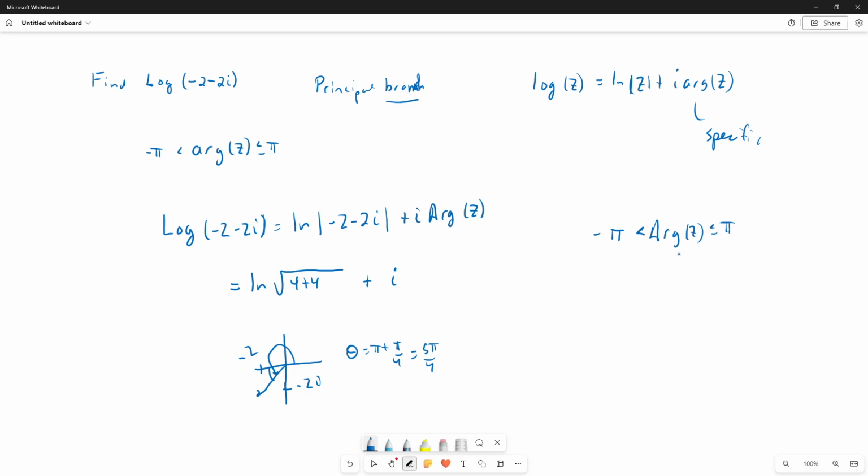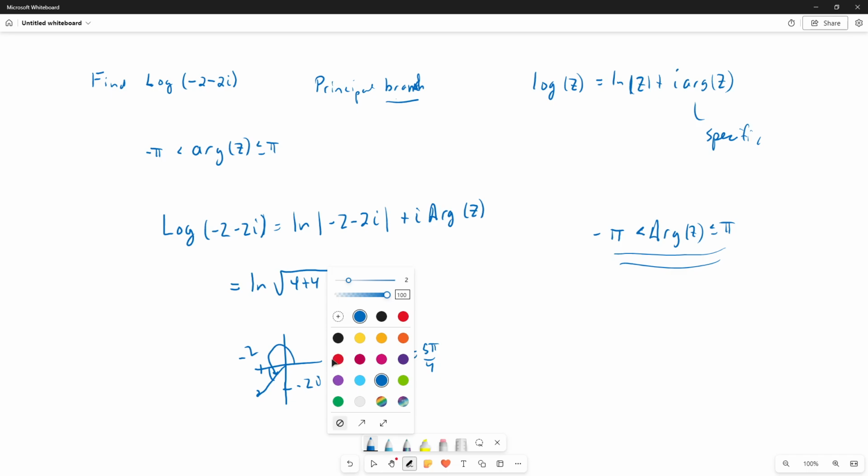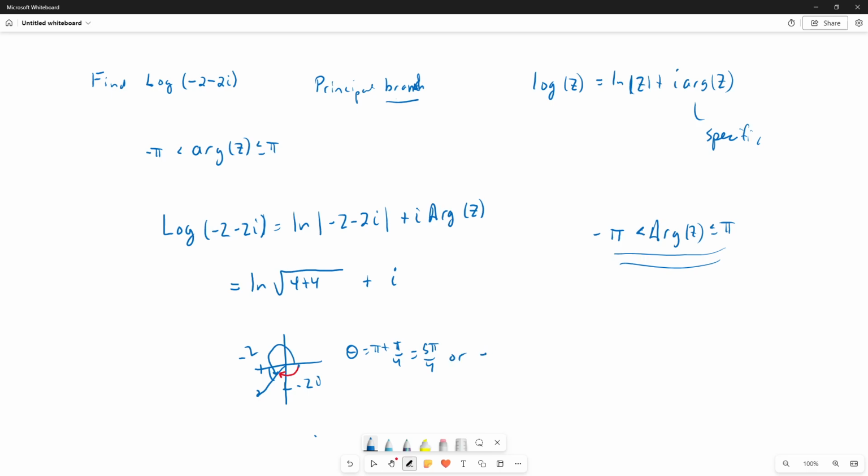But that's not in the desired interval. To get the principal argument, we have to go this way. We have to go clockwise from the positive x-axis, and we'll get negative 3 pi over 4. Negative 3 pi over 4 is our principal argument. Again, the rule is simply that we choose the angle in this interval.